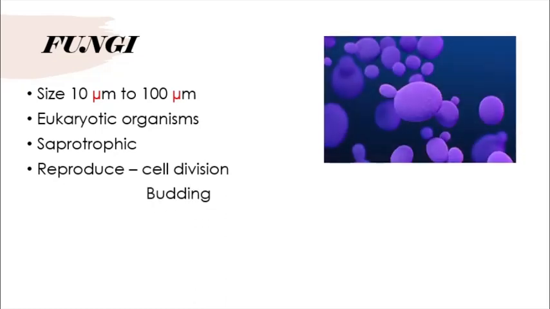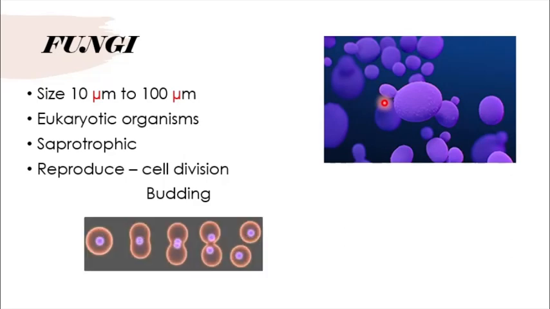Now here in the picture, if you will see, a small bud is being formed. Here you can find a small bud. This is called the parent cell, and from the parent cell a small bud is formed, and slowly when the bud grows, it will separate from the parent cell and start to live independently. This is called budding.